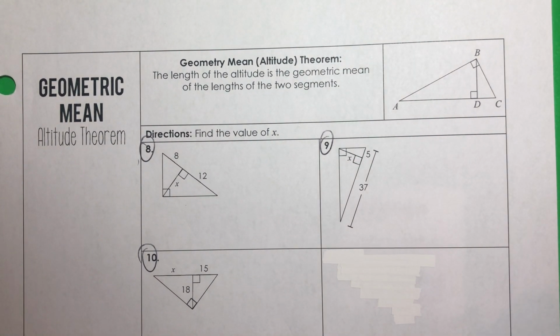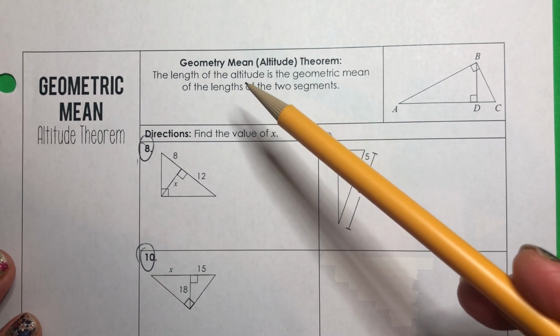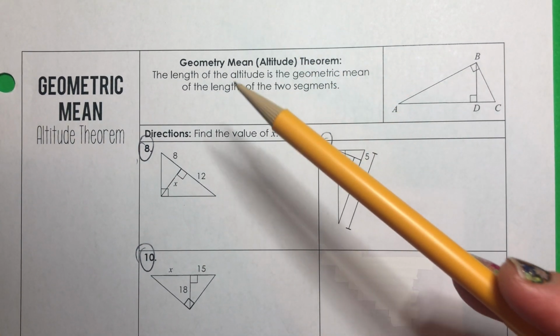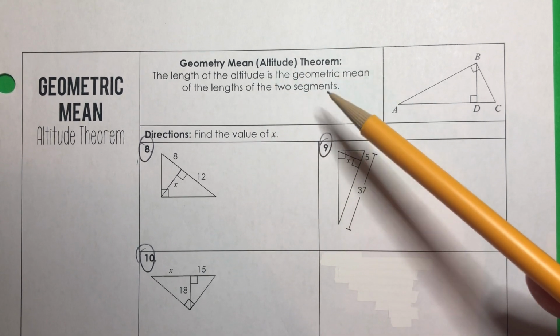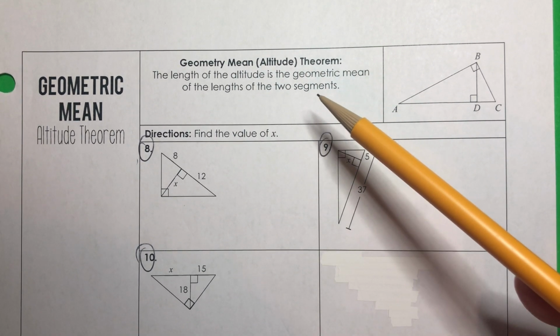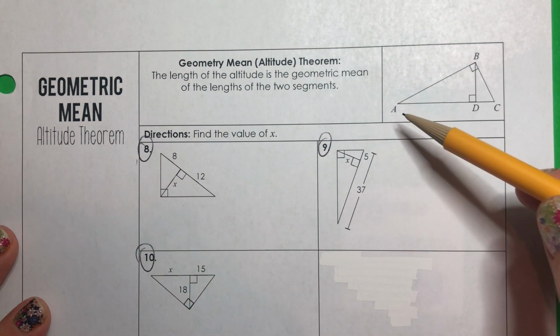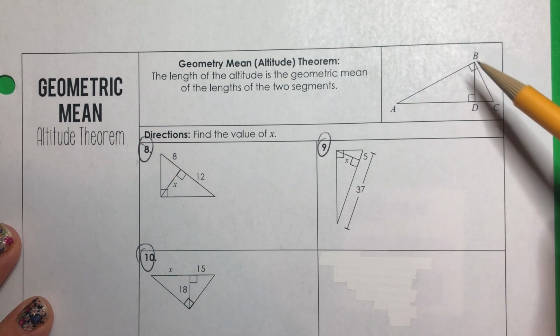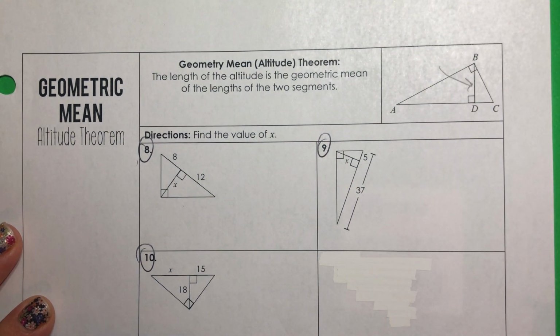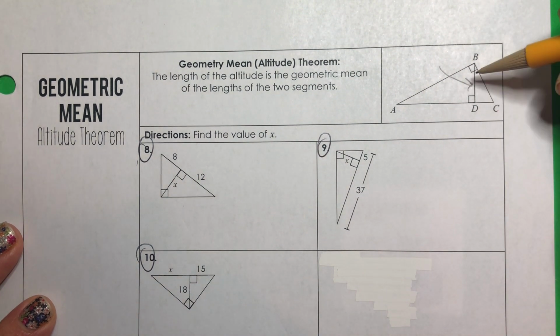Okay, we have two more theorems. The first theorem is the geometric mean altitude theorem. This theorem says that the length of the altitude is the geometric mean of the lengths of the two segments. So we've got this picture of a right triangle. The original is ABC, and it has this altitude drawn right there. BD is the altitude.